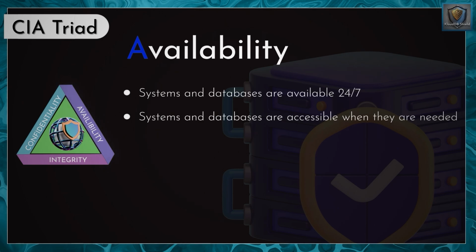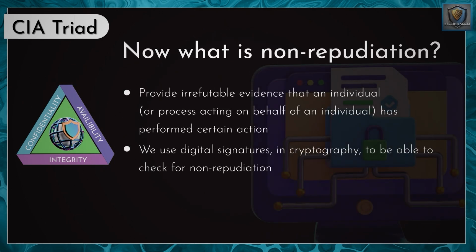And the next one we are talking about is non-repudiation. So what is this non-repudiation? Non-repudiation means we are able to provide evidence that an individual has performed a certain action. Let's say somebody deleted data, we can identify who did that, right? Or in terms of digital signatures, we use digital signatures in cryptography to be able to check for non-repudiation. So that is through the certificates.